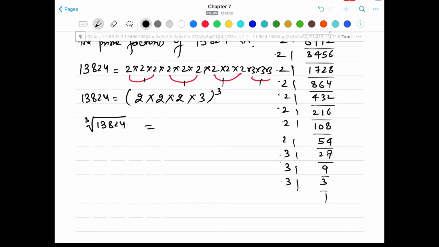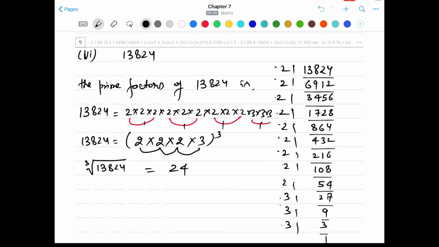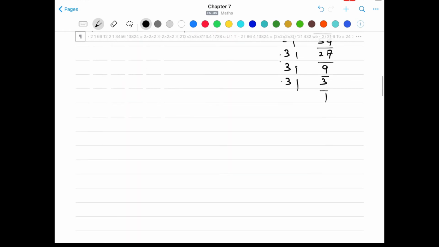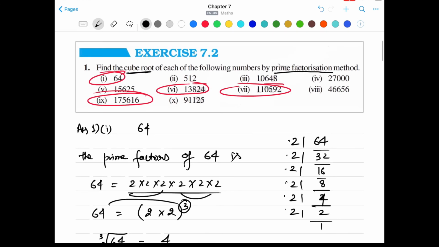Let's multiply this number. 2 into 2 is 4, 4 into 2 is 8, 8 into 3 is 24. So the cube root of 13,824 is 24. I hope you have understood how to find the cube root of any given number through the prime factorization method. Now moving to the next number.